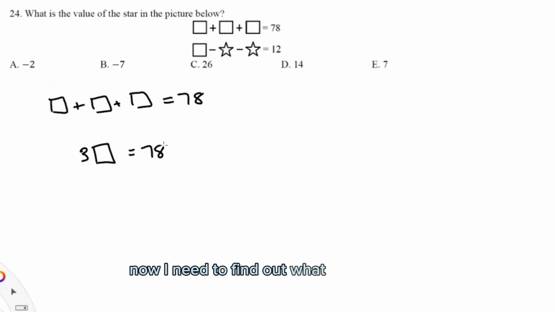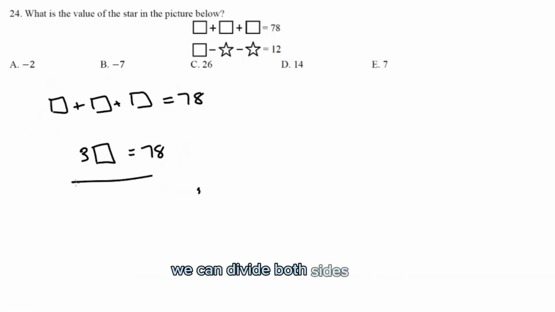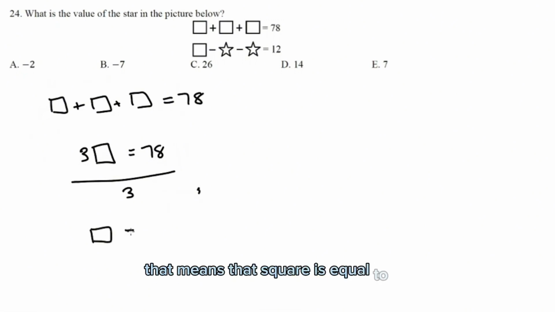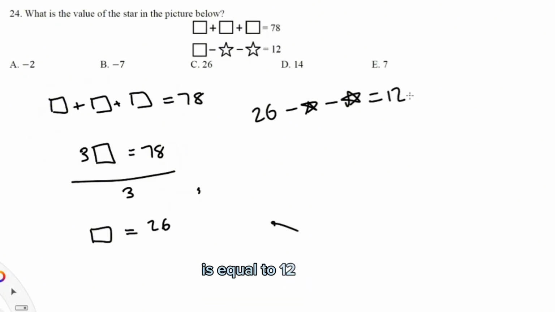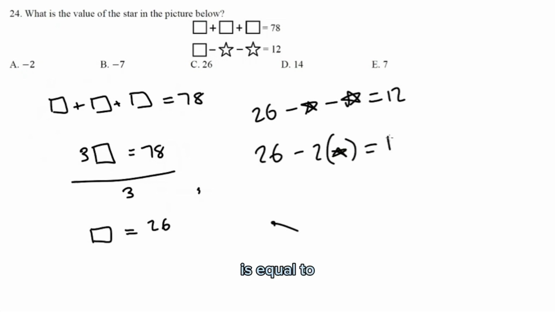Now I need to find out what 1 of square is. So we can divide both sides by 3. That means that square is equal to 78 divided by 3, which is 26. So the square value is 26. That means that 26 minus the star is equal to 12. Alright. Now, when we have repeated subtraction of a similar element, we can combine them as well. So this becomes 26 minus 2 star is equal to 12.